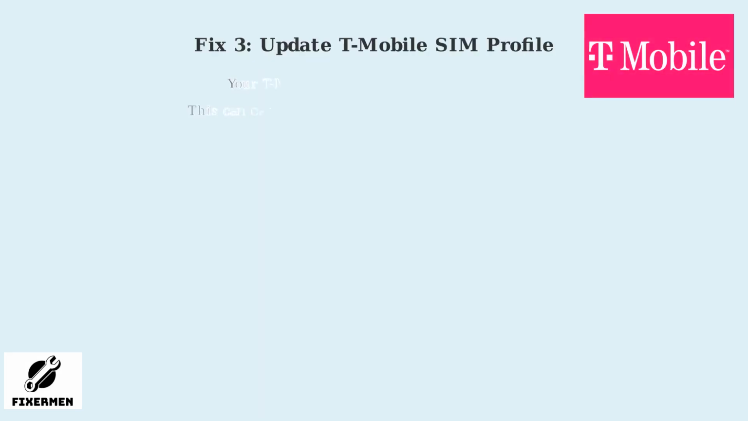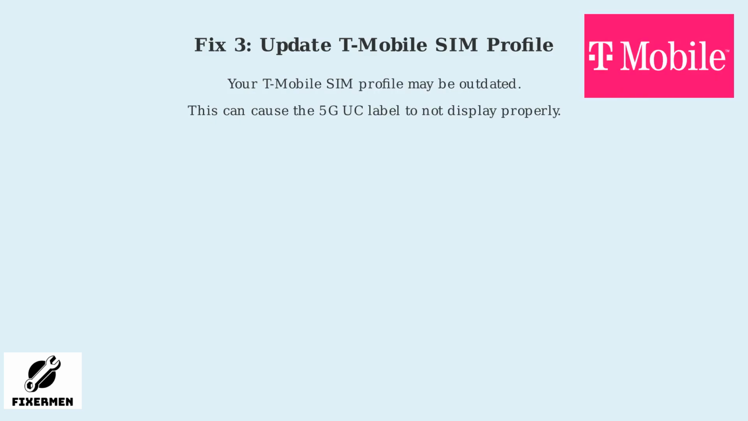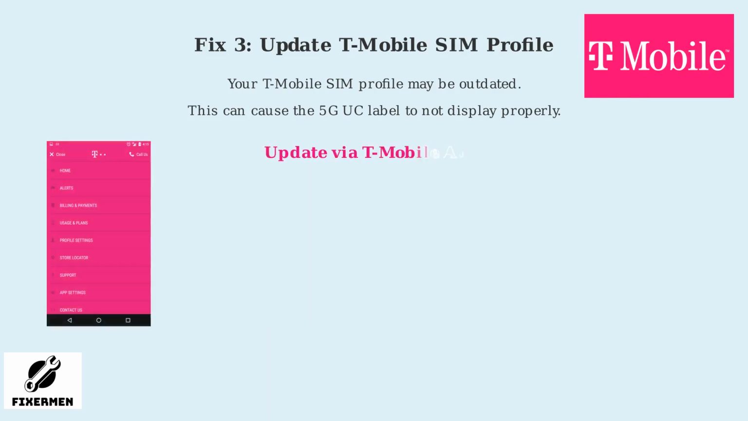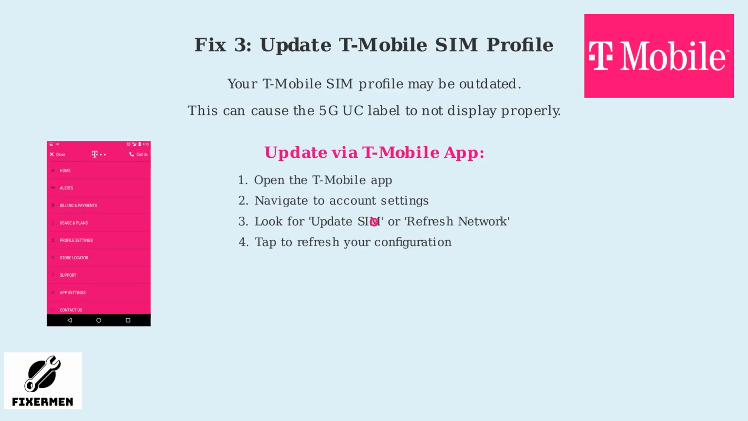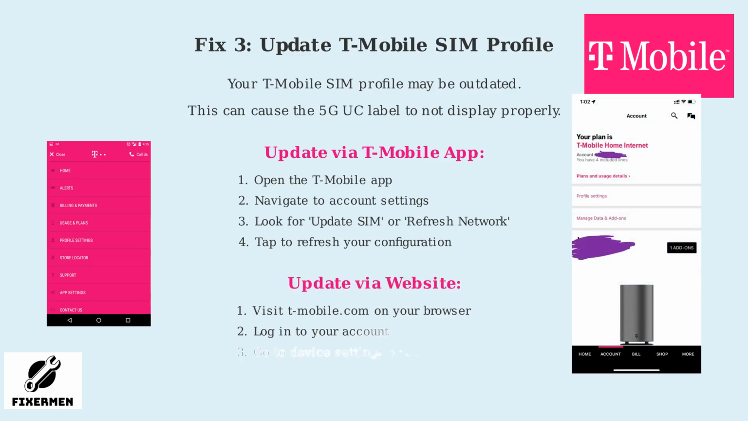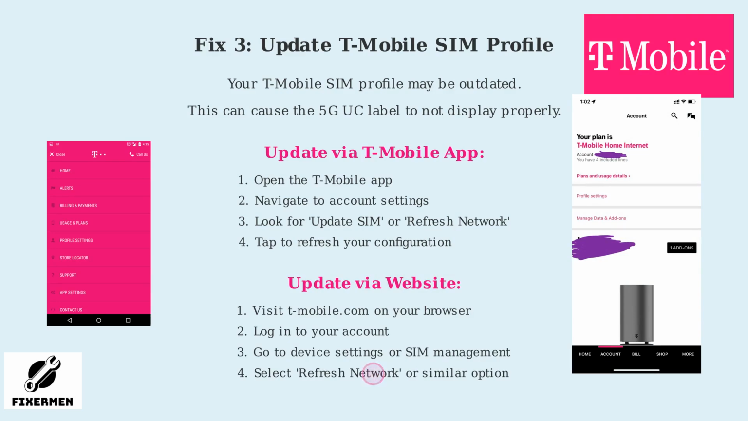Your T-Mobile SIM profile may be outdated. This can prevent the 5G UC label from appearing correctly on your Samsung Galaxy device. To fix this, visit the T-Mobile website or use the T-Mobile app to refresh your SIM configuration. This pushes a new configuration to your device, which can resolve the labeling issue. In the app, look for options like Update SIM or Refresh Network in the Settings menu. For the website, log in and find similar options in your account settings.